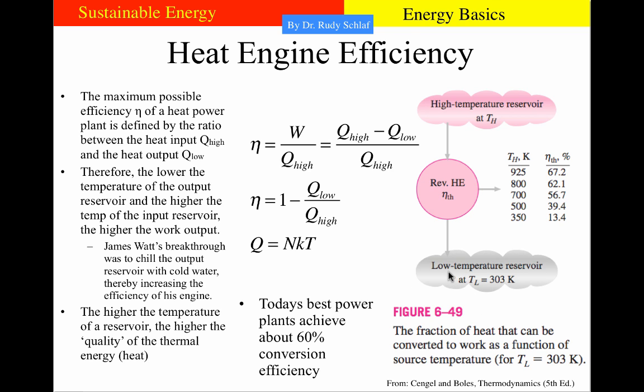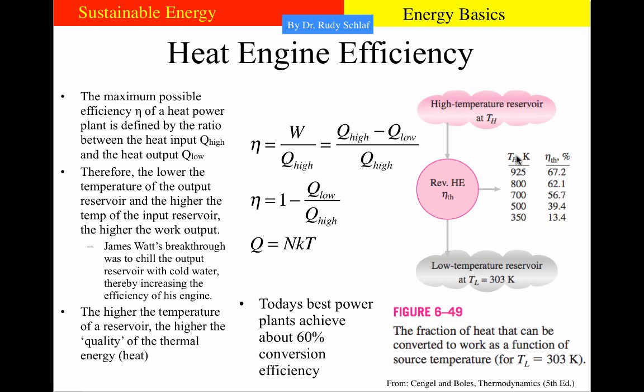Therefore, the typical way these days to increase the efficiency of a heat engine is by raising the temperature of the high temperature reservoir. And so there are now steam plants that have superheated steam and so forth, and the best plants that are being built these days have about 60% conversion efficiency.